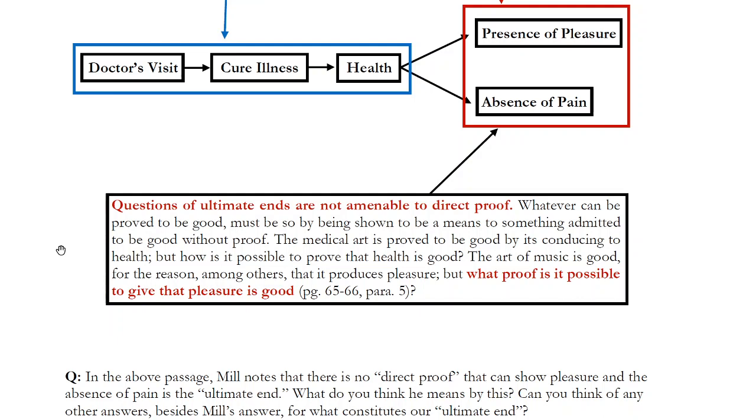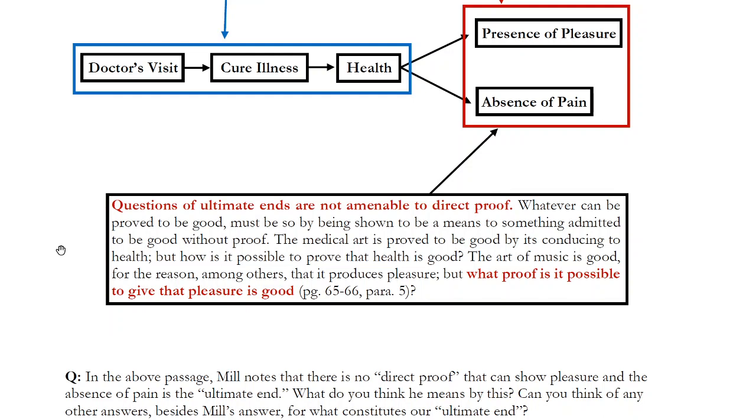Now, what does that mean? He says, you can't directly prove why pleasure is good and pain is bad. Well, what would it mean to directly prove something? He goes on to explain, whatever can be proved to be good must be so by being shown to be a means to something admitted to be good without proof. The medical art is proved to be good by its conducing to health. But how is it possible to prove health is good? The art of music is good for the reason, among others, that it produces pleasure. But what proof is it possible to give that pleasure is good?